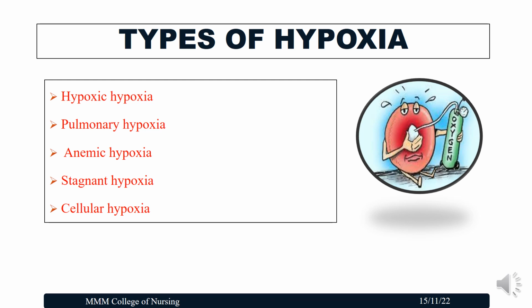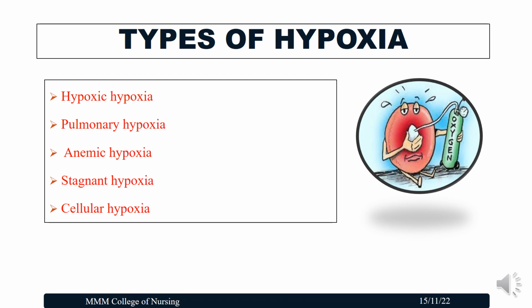The other one is cellular hypoxia. Here in cellular hypoxia, the problem is that the cells are unable to utilize the oxygen which is reaching the tissues. There is an adequate amount of oxygen. There is no problem with the circulation. But the cells are unable to utilize the oxygen which is reaching the tissues. Such type of hypoxia is known as cellular hypoxia.